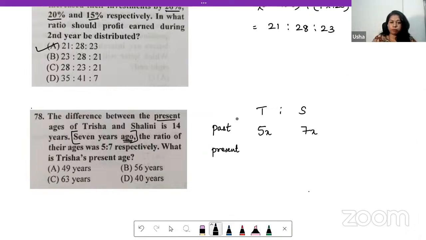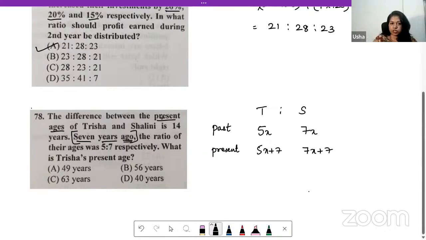Okay, so here, in the past, ratio of their ages is 5 is to 7. So I have written 5x and 7x. Now, both of their ages would have been increased by 7 years, right? Because past to present difference is 7 years. So, Trisha's present age is 5x plus 7. Shalini's present age is 7x plus 7. Whatever was their ages before, now 7 years has increased.